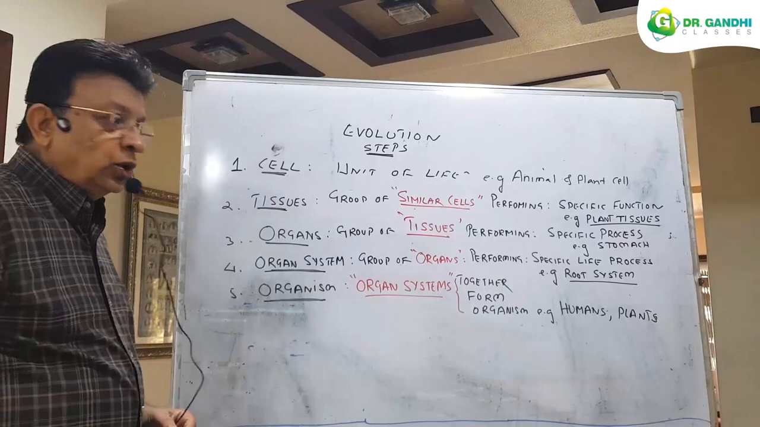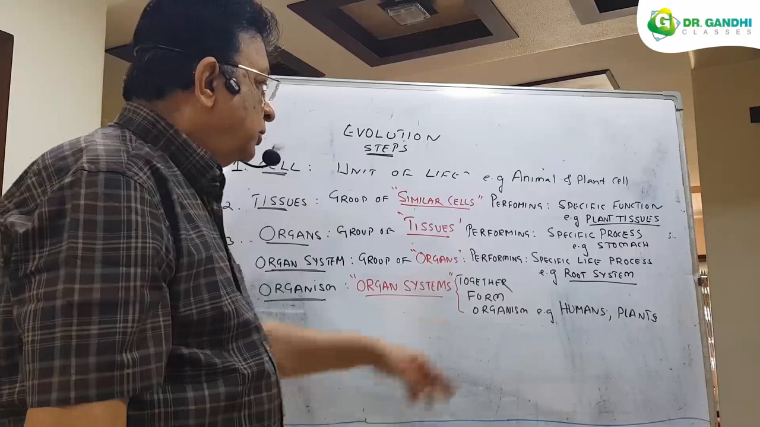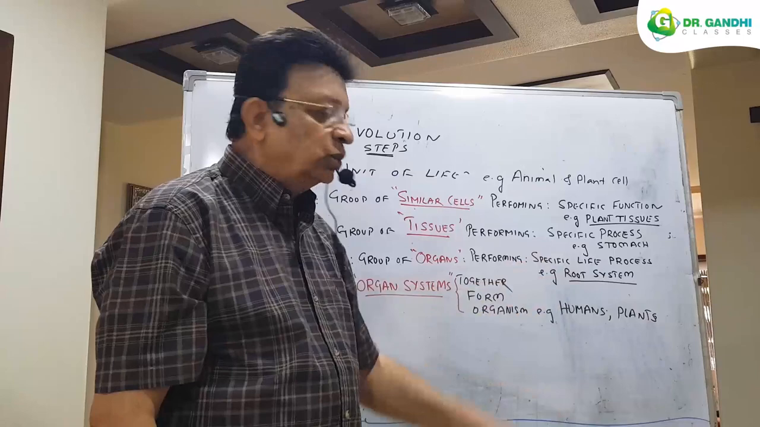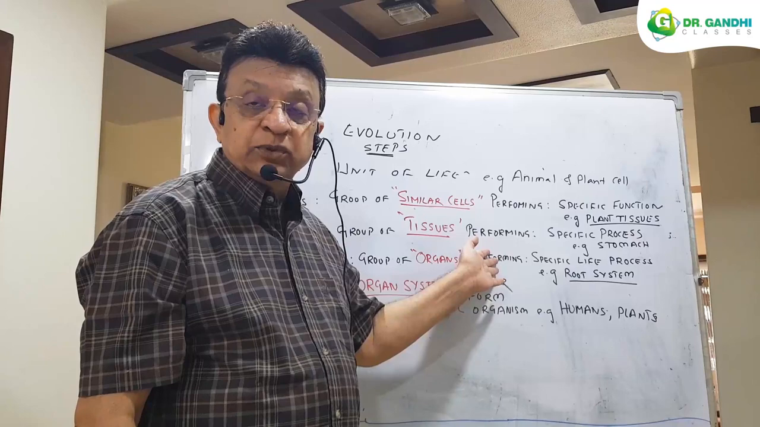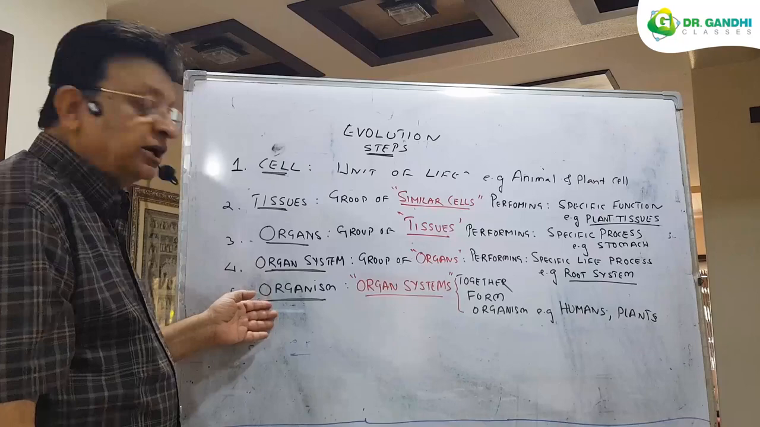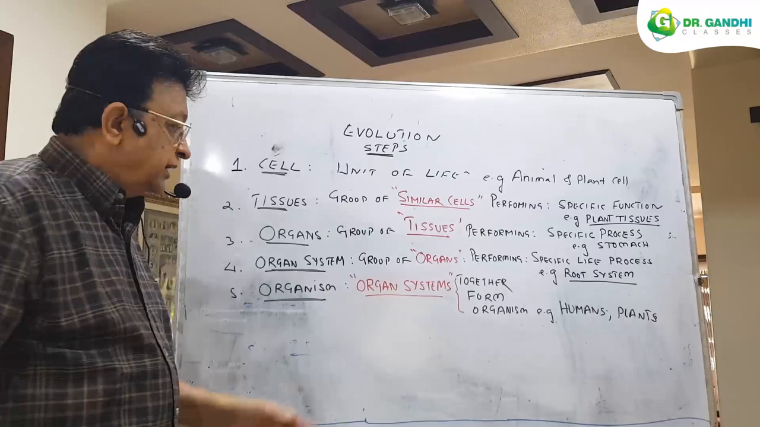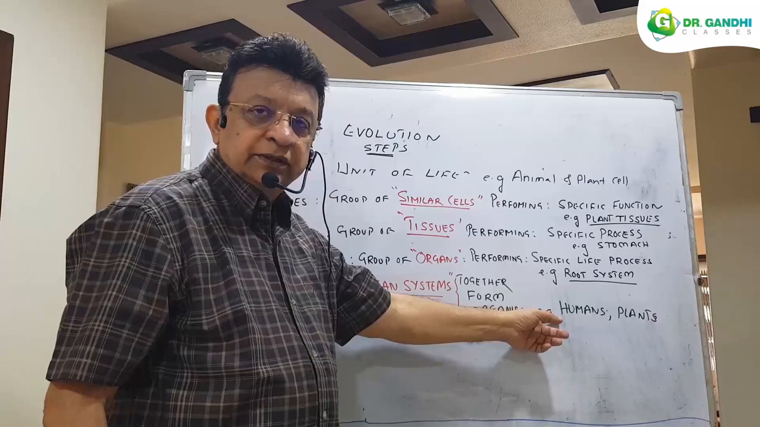Next, from organs, we go on to organ systems. A group of organs which perform a life process. Now, what is the meaning of life process? For example, root system is so created that life perpetuates in a plant. The root absorbs water, the roots absorb minerals required for carrying out the life processes in a plant. Next, organ systems now become an organism, the final stage of evolution, where a group of organ systems together form a human, and then a plant.